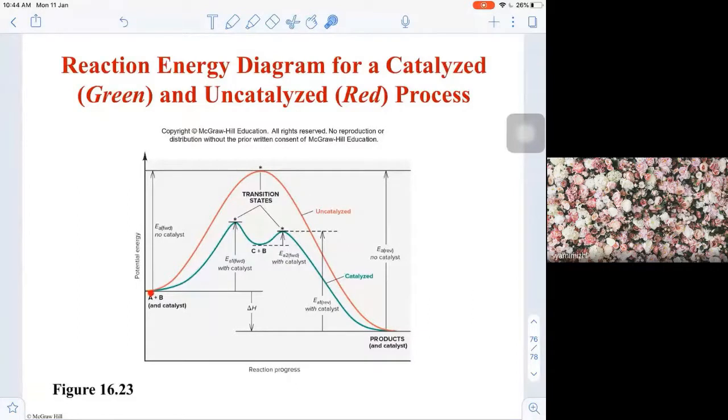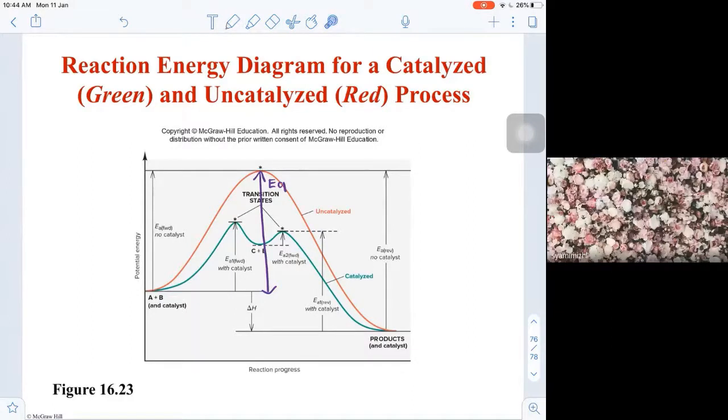A and B turn to product. Without catalyst, it will use this pathway. And we said that for the products to be formed, the collision must achieve the activation energy, meaning from this point until this transition state. So the collision must achieve this EA, then it will turn to product.